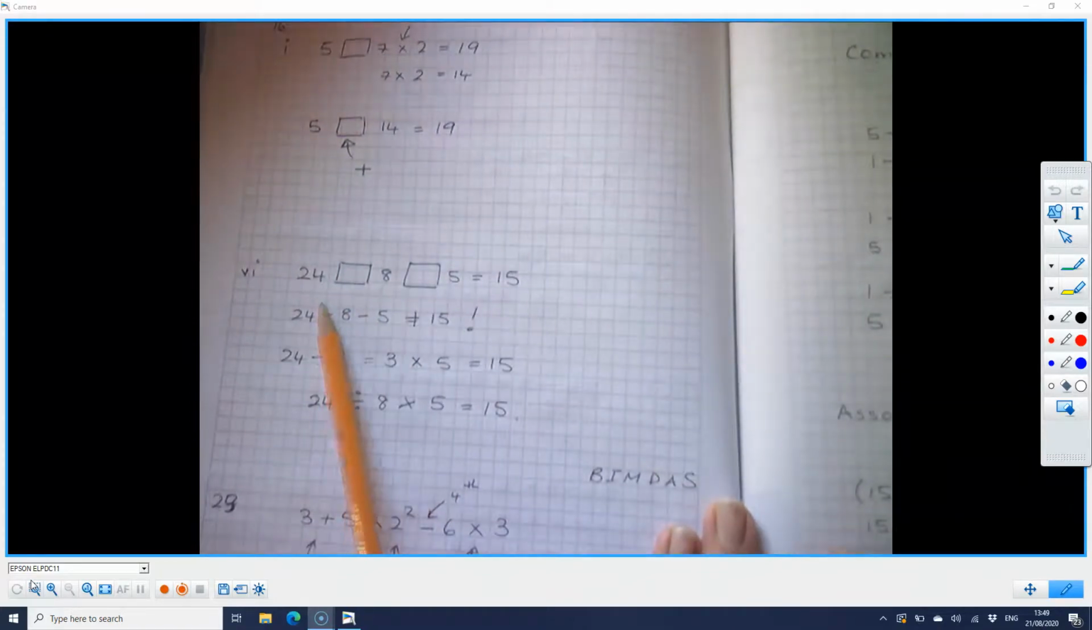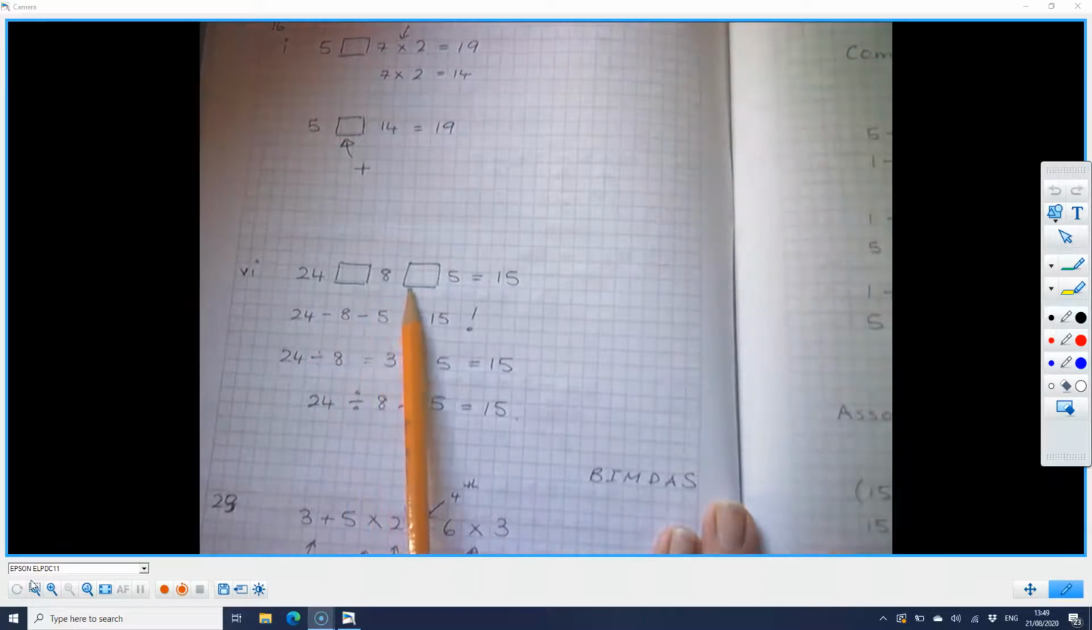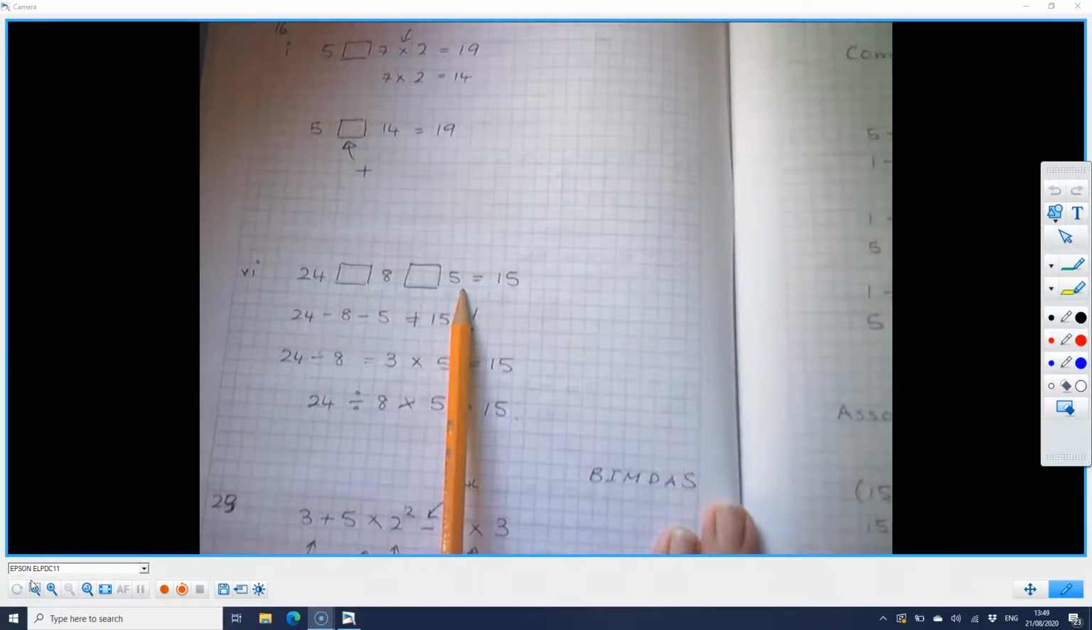Another one, they've got 24, some operator, 8, some operator, 5 equals 15.